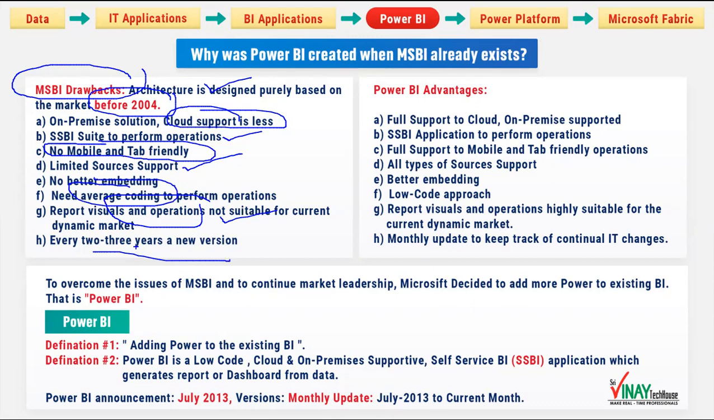Microsoft realized and decided to give a more powerful BA component than the existing BA. That is Power BI. So under the same BA, two BA components are available in Microsoft. The older one has different features: mostly on-premises, limited sources, not tab and mobile friendly, etc. But you want cloud because everyone is using cloud nowadays. You also take your mobile backup, your laptop backup in the cloud: OneDrive, Google Drive, Samsung cloud, Apple cloud. So everyone is using cloud. So cloud operations are required. Mobile and tab friendly operations are required.